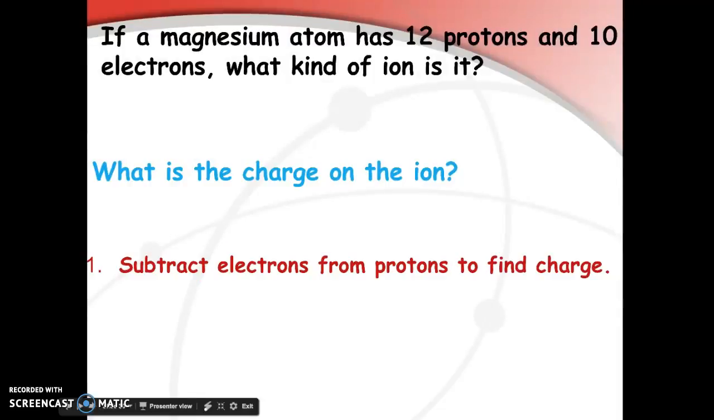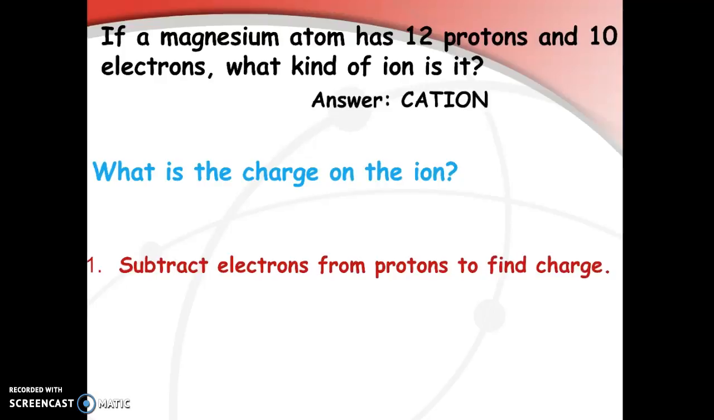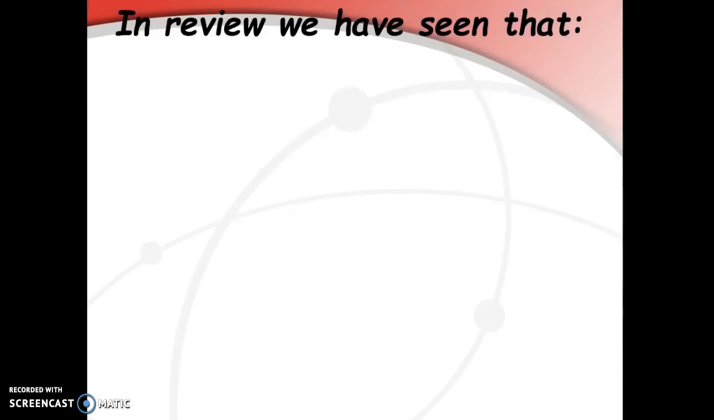Okay, so if you have 12 protons and 10 electrons, there are 2 guys without a buddy. Okay, and those 2 guys happen to be positive. So therefore, it's going to be a cation, and its charge is going to be +2. Because there are 2 more positives than there are negatives.